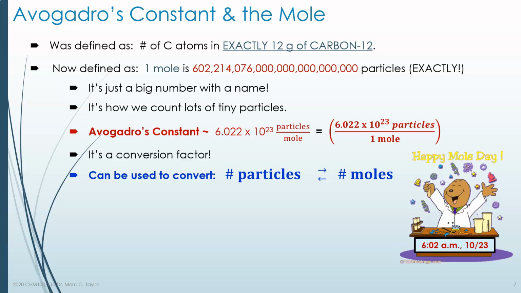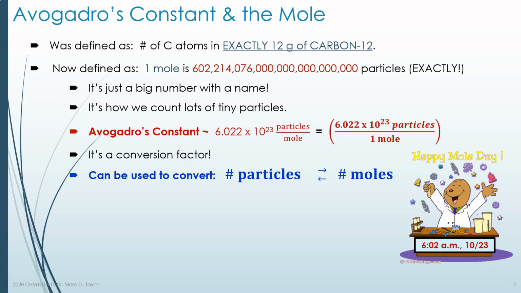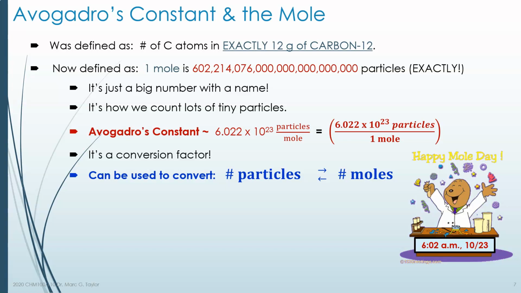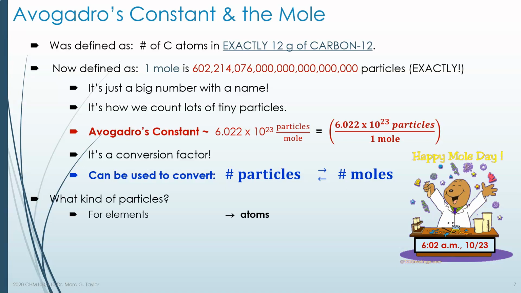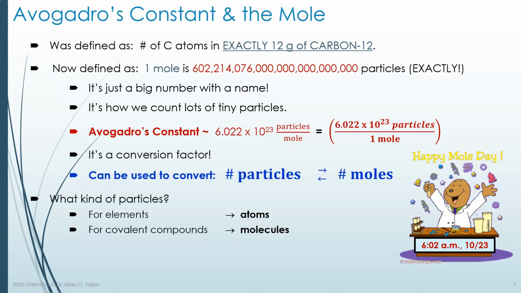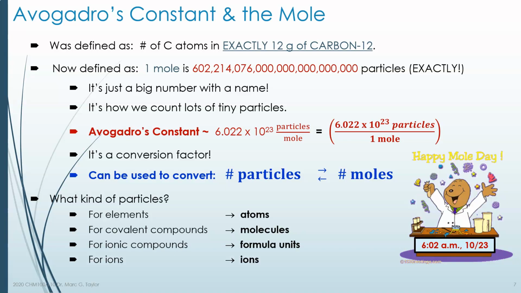Anytime you have a value that somebody's given you that has a unit that's something per something, that value can be used as a conversion factor between those two units. So if I gave you the number of moles, you could calculate the number of particles. If I gave you the number of particles, you can calculate the number of moles. And particles, if we're talking about elements, can mean atoms or occasionally molecules with some elements. For covalent compounds, it will mean molecules. For ionic compounds, it means formula units. For ions, it means ions.